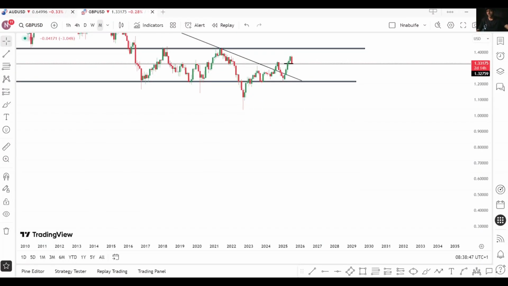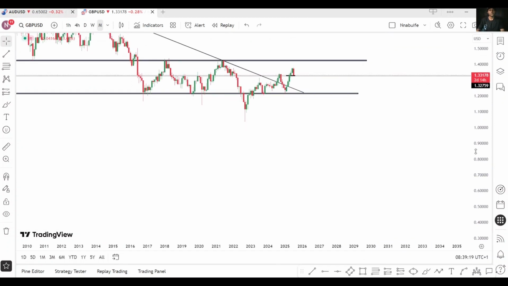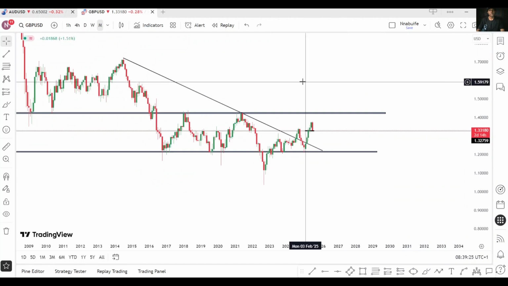Alright, guys. As always, we will be starting from the higher time frame. Keeping it simple and clean with the analysis, I will be walking you through each pair one by one, showing exactly how I'm spotting each setup with my top-down analysis approach. So let's start with the first one. Right in front of me is GBP USD.